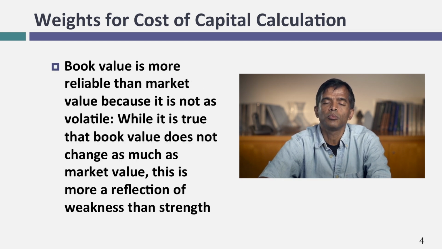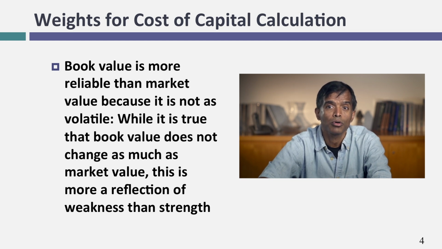One is that book value is more reliable than market value, and they base it on the fact that book value is actually not as volatile. That's true. Book value doesn't change as much as market value, but it doesn't change as much because accountants actually re-estimate book value only once every 3 months if you're a US company, and perhaps even less frequently if you're a non-US company. The fact that something does not move does not make it more reliable.